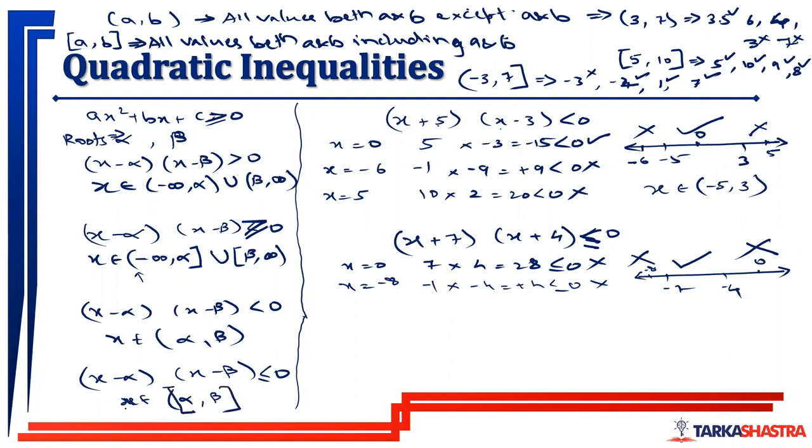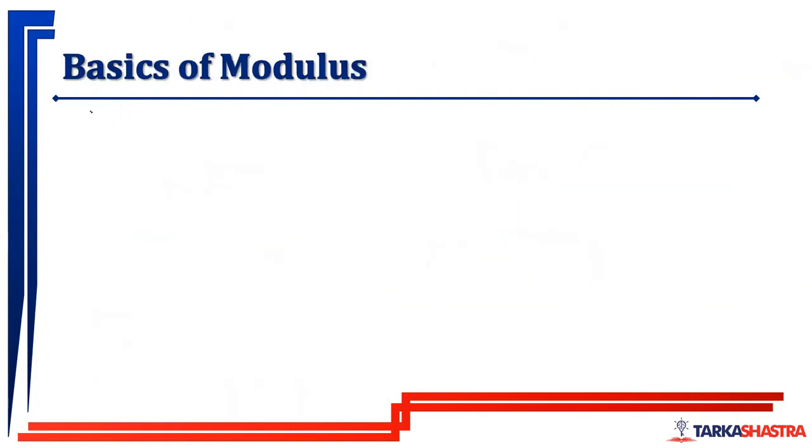Okay, moving forward to modulus. Basics of modulus. So what is mod x? Mod x is equal to x if x is greater than or equal to 0. And mod x is equal to minus x if x is less than 0. So for example, mod of minus 4 is also 4 and mod of 4 is also 4. It is the absolute value. It gives you the absolute value of any term.